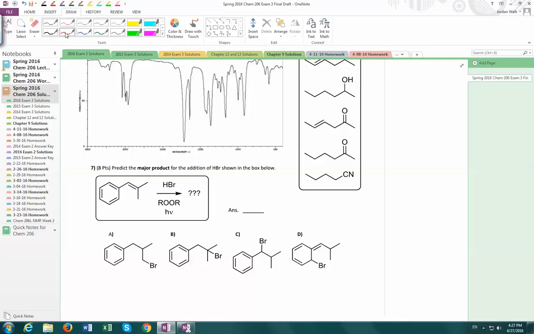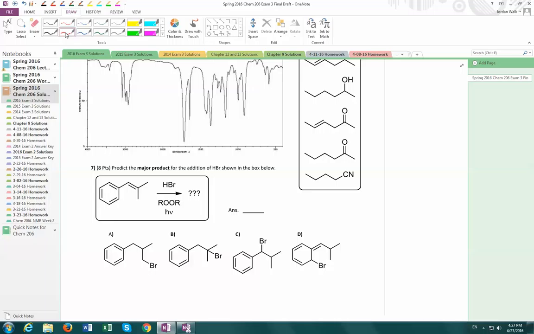Okay. So predict a major product for the addition of HBr. And so we know that the addition of HBr is typically an anti-Markovnikov addition. But what is it that determines where the bromine will go? It's the stability of what? Yeah, it's the stability of the intermediate radical, right?